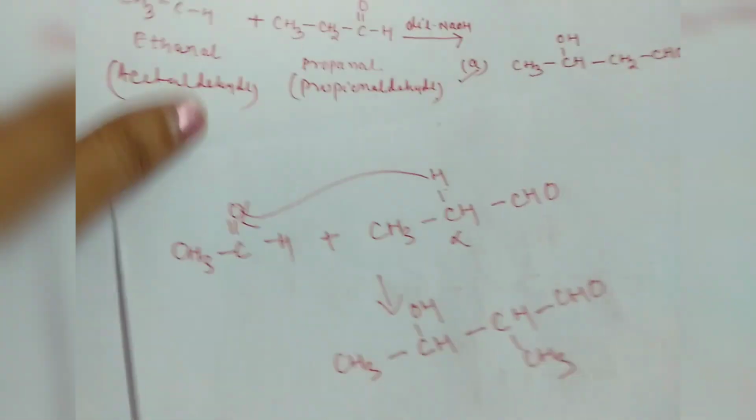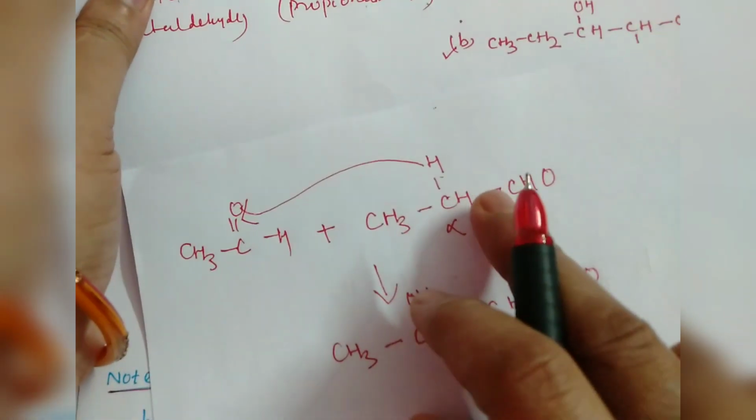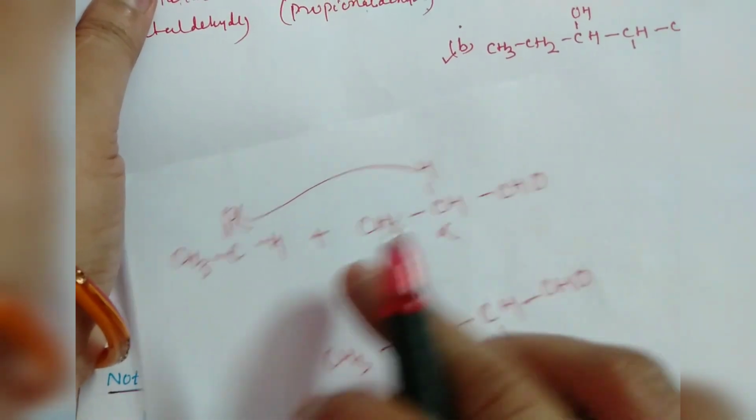Now see the third product, when this compound forms the enolate ion and it will attack the acetaldehyde, that is the propionaldehyde.